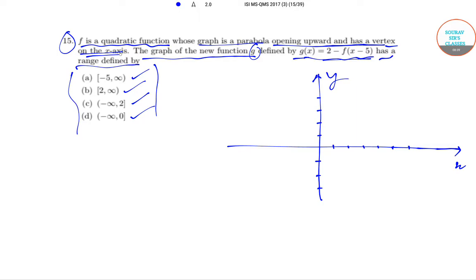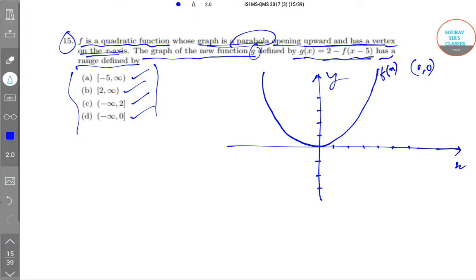So it has been said that f is a quadratic function and the graph is a parabola which is opening upward and has a vertex on the x-axis. Suppose the vertex is at the origin 0, 0. In that case, we can draw f of x somewhat like this. This is f of x.